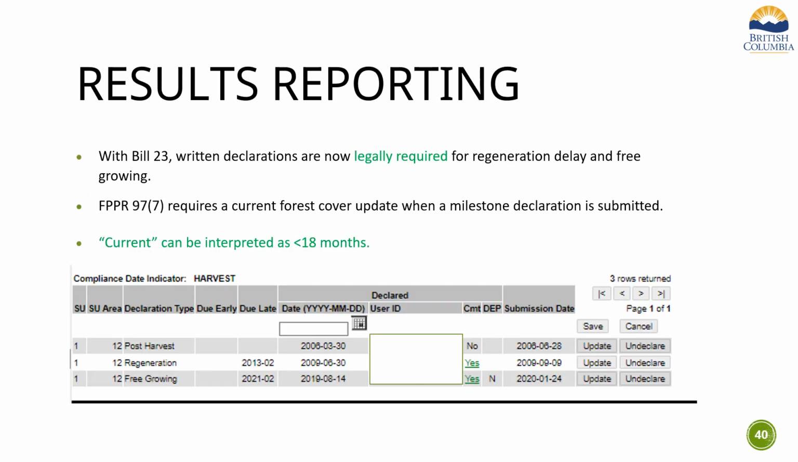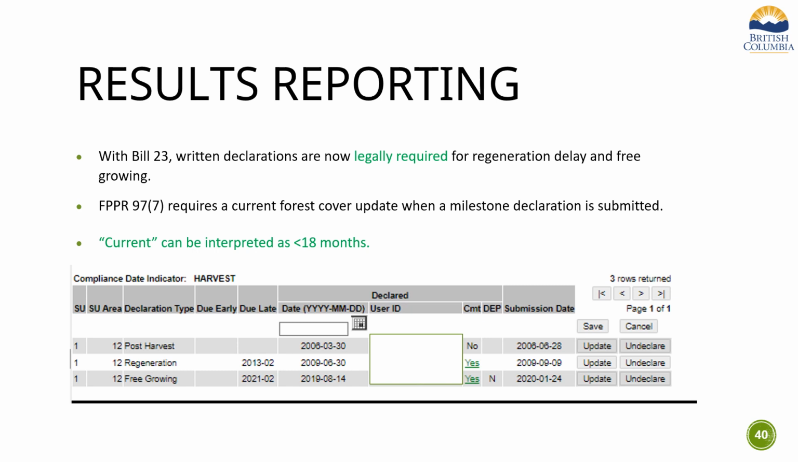All right, next I want to cover results reporting for declarations. Bill 23 was passed in November 2021, and it amended FERPA. The amendment now makes written declarations mandatory for regeneration delay and free growing. I think most people already thought that was a legal requirement, so it shouldn't impact most licensees. Nevertheless, this is important, so I just wanted to make sure everybody understood this obligation. Now, it does say a written declaration, but you don't actually have to physically write anything down and submit it. You just need to use the milestone declaration window in results.